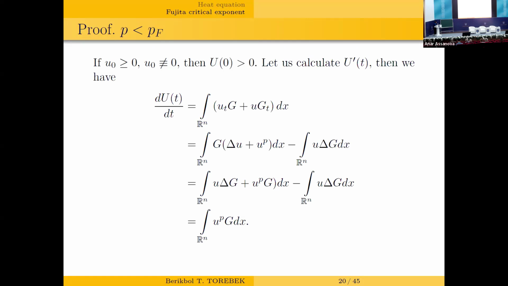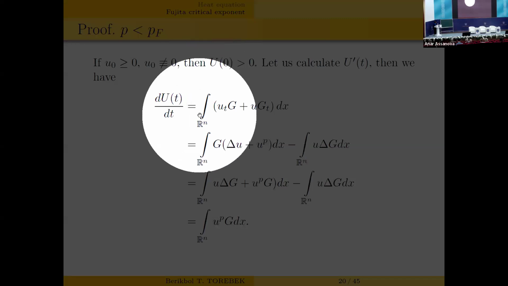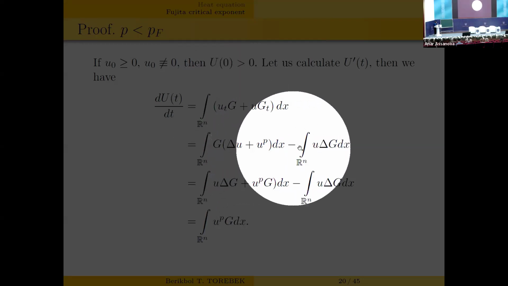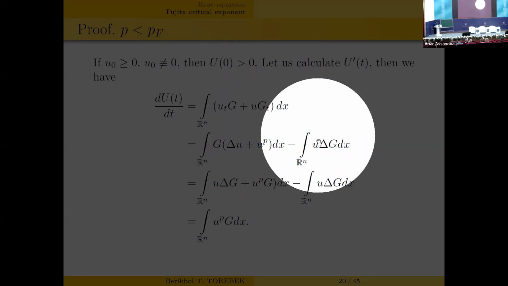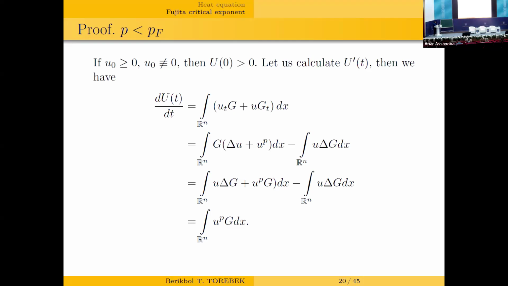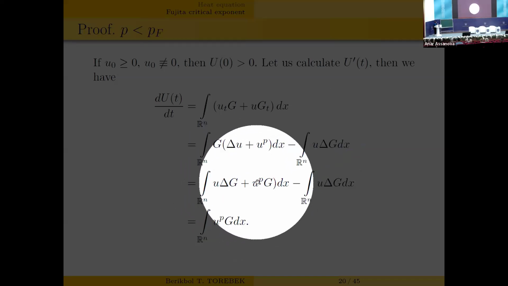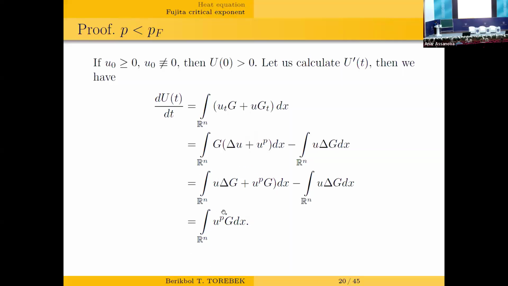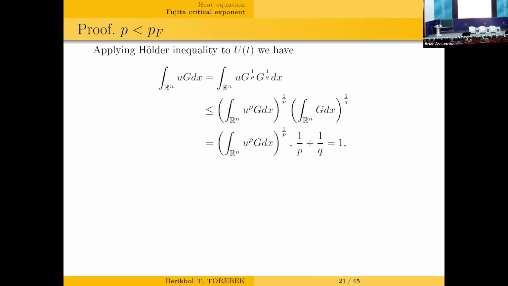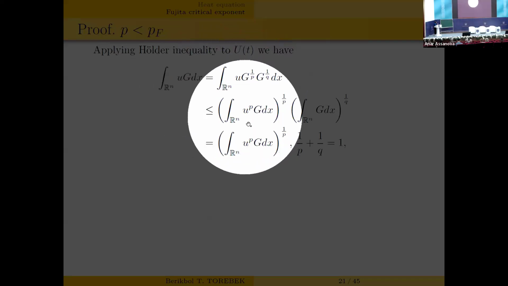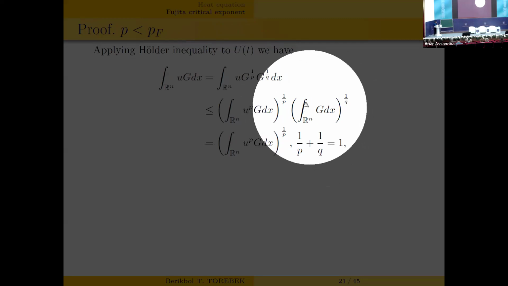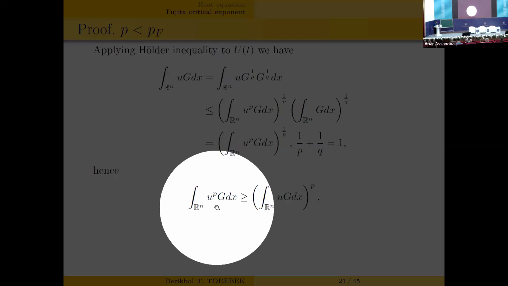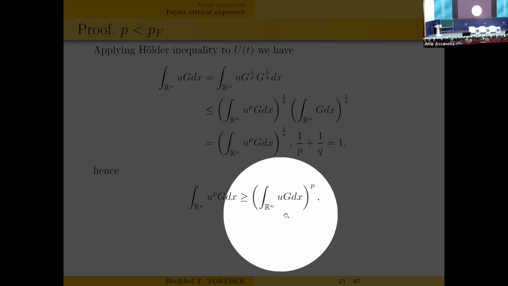And let us calculate the first derivative of capital U of t. Then we have, first, this one, and instead of u_t, we can put Laplace u plus u to the power p from the equation. And instead of g_t, we can put Laplace g, also from the property of g. Then using the integration by parts formula, we can arrive at this expression. From here, it will be equal to this term. And using the Holder inequality, we can arrive at this kind of expression, because the integral of g equals 1. And finally, we can estimate the integral of u^p g by this expression.